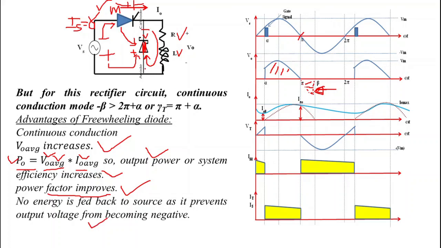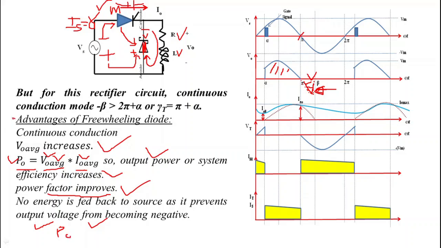While in case of control rectifier without freewheeling diode, we get negative part of this output voltage, and due to this negative part we get negative power, and this negative power means energy fed back to source, or we can say that energy flowing from source to load to source. So due to this freewheeling diode, when this negative part gets eliminated, we get only positive voltage V0. When voltage is always positive, then we get P0 always positive. That's why no power is fed back to source. So all these are advantages.